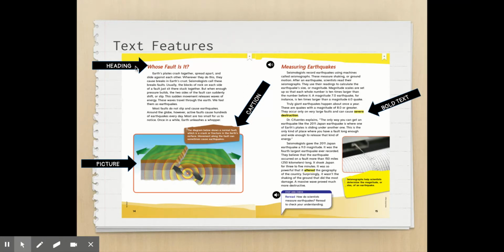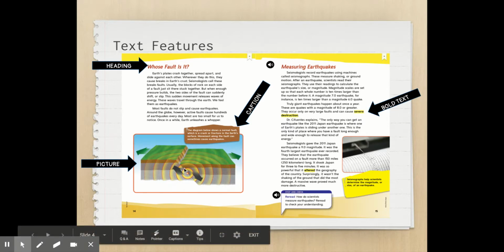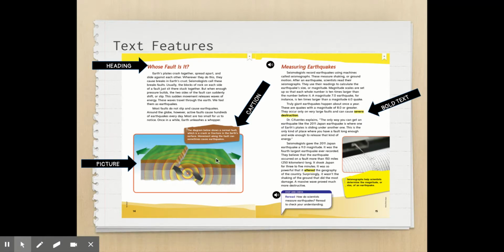So right here, you can see here's an example of a heading. Whose fault is it? It talks about fault lines. Here is a picture that shows what is happening when an earthquake happens, a caption that explains this picture, and then also some examples of bold and highlighted text. So severe destruction, those are vocab words. So they wanted to highlight those and bold them so that we know they are important.